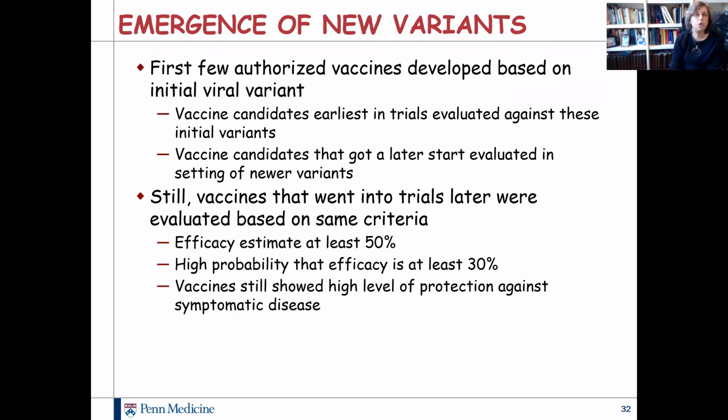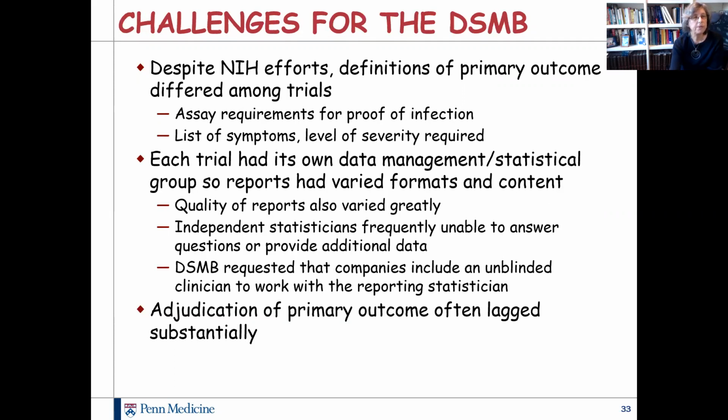Another complication, of course, was the emergence of new variants. The first few authorized vaccines were developed based on the initial viral variant. The vaccine candidates that got a later start were evaluated in the setting of newer variants, and they still showed efficacy and a high level of protection against the most serious disease. So that was good news.